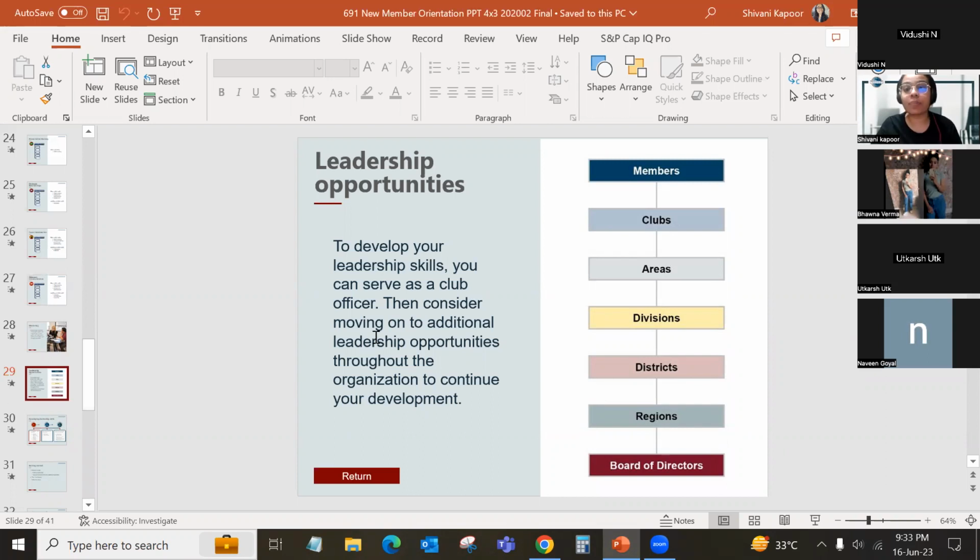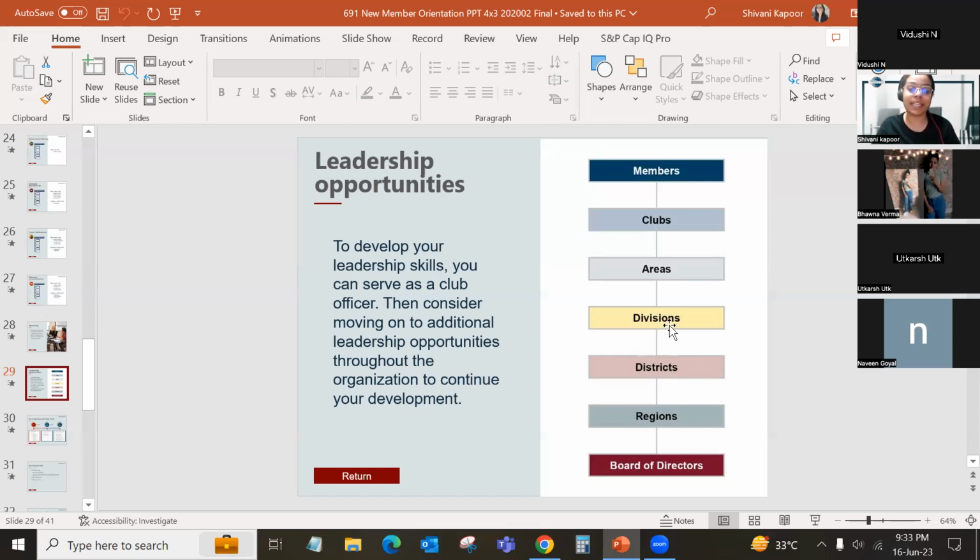To give you a brief about leadership opportunities in Toastmasters International overall, Toastmasters is divided into the board of directors, then we have regions, which include different countries, then we have districts, so we come under District 41. District 41 includes Nepal, some parts of India, and then we have divisions.